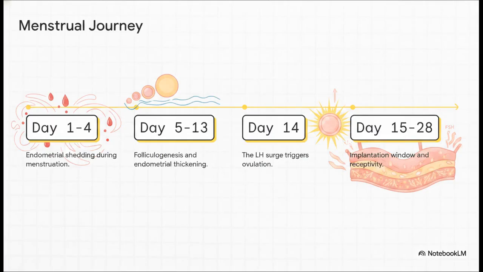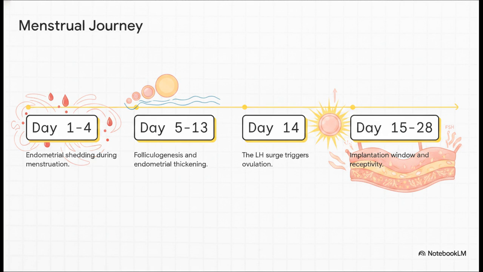Let's translate that biological dance into a chronological timeline you can actually use in everyday practice. Days 1 to 4 mark menstruation, the actual shedding of the endometrium. From days 5 to 13, stimulated by FSH, we see folliculogenesis, the development of an egg, and that simultaneous thickening of the uterine lining we just mentioned. Day 14 is the big one, the pivotal LH surge and ovulation.